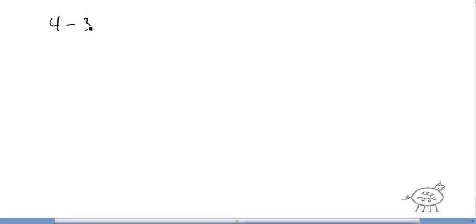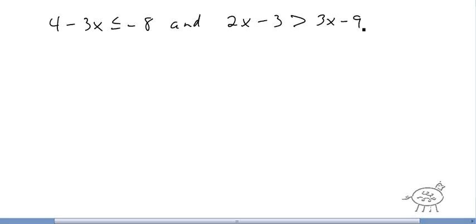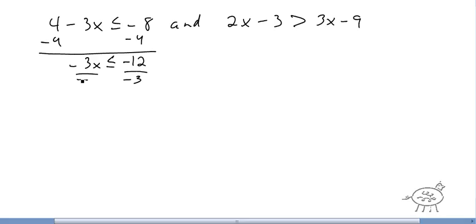4 minus 3x is less than or equal to -8, and 2x minus 3 is greater than 3x minus 9. All right, so we're going to subtract 4 from both sides. So negative 3x is less than or equal to negative 12. Divide both sides by negative 3. You switch the inequality sign. X is greater than or equal to 4.